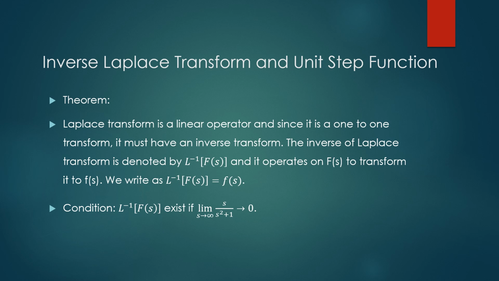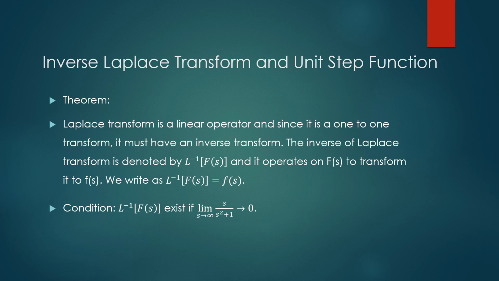In these slides, we talk about the inverse Laplace transform. As we learned about the Laplace transform before, we know that the Laplace transform is a linear operator, and since it is a one-to-one transform, it must have an inverse transform. The inverse Laplace transform is denoted by the inverse Laplace transform of capital F(s), and it operates on capital F(s) to transform it to little f(t).